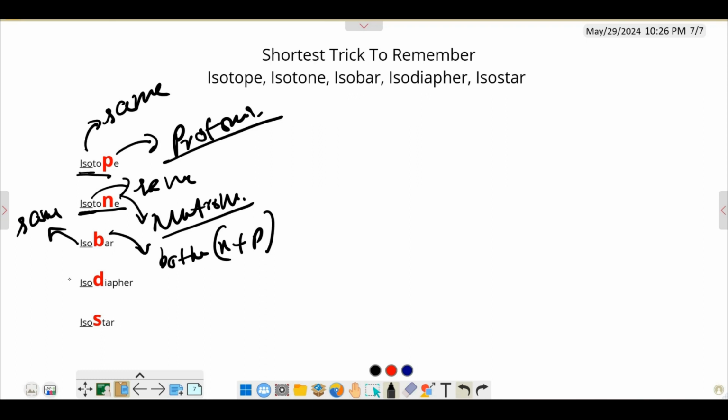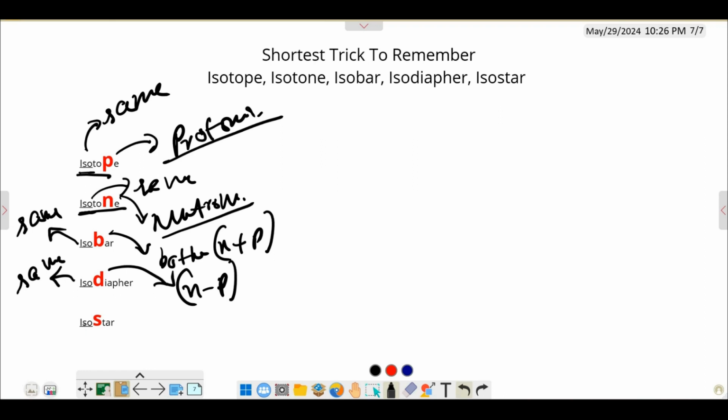Now in isodiaphers, iso means same and this D represents the difference between neutron and proton, that is n minus p. So the same n minus p, the same difference between neutrons and protons. So atoms which have the same difference between neutrons and protons can be considered isodiaphers.